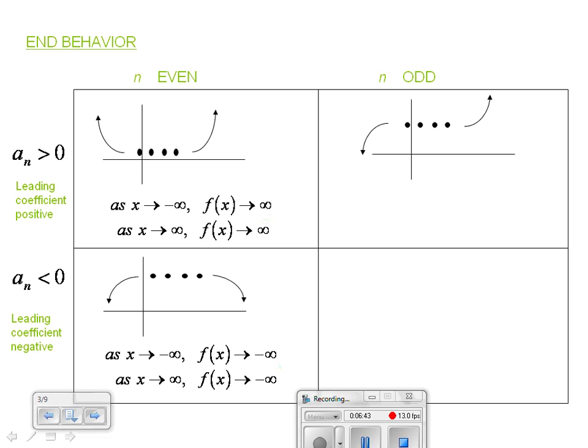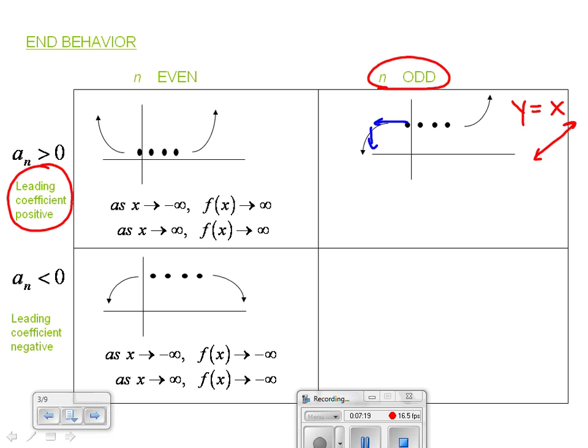Okay, new scenario here. Our degree is odd, and my leading coefficient is positive. The simple one for this is y equals x to the 1, or y equals x cubed if you prefer. But y equals x is a really simple one that we know about, because we know that's going up to the right, down to the left. So we just need to be able to say this. As we go to the left, our function is going down.